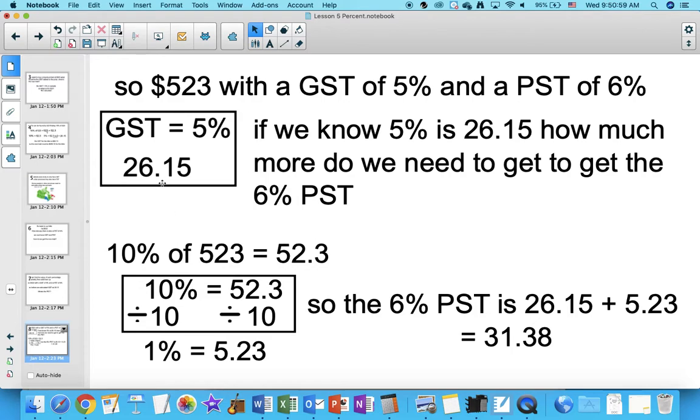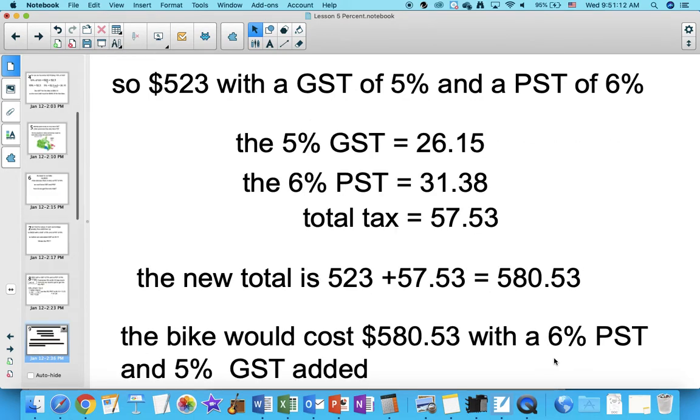So we know 5%, right, is 26.15. And we know 1%, which is 5.23. So you just add them together. And the new PST is $31.38. So when we do this, we add up all our GST and PST, and we end up with $580, right? And so this small tax adds up a lot of money to the price of the bike.